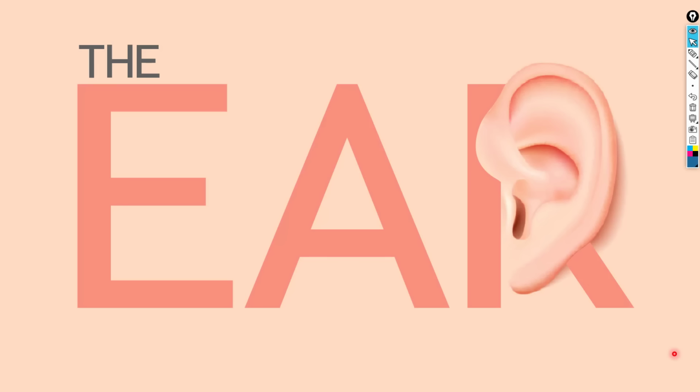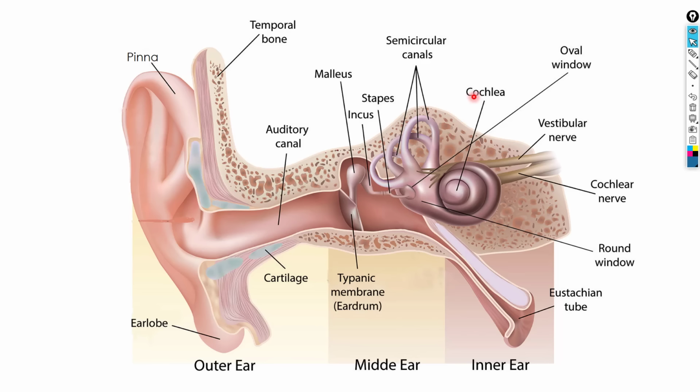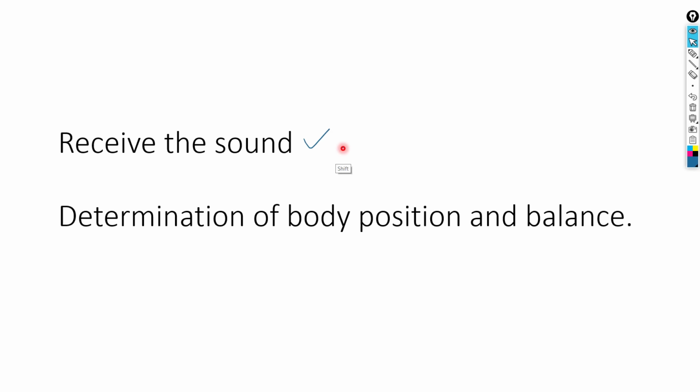Hello everyone, here we are again to discuss another mind-blowing sense organ of the human body, the ear. The ear is considered one of the complex sense organs. It contains two kinds of receptors inside. One is specialized to receive sound, and the second is for determination of body position and balance. They are extremely sensitive to variations in sound and gravity.